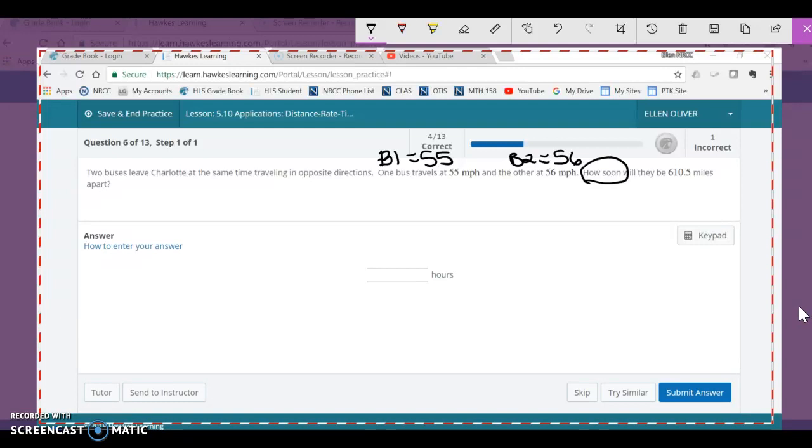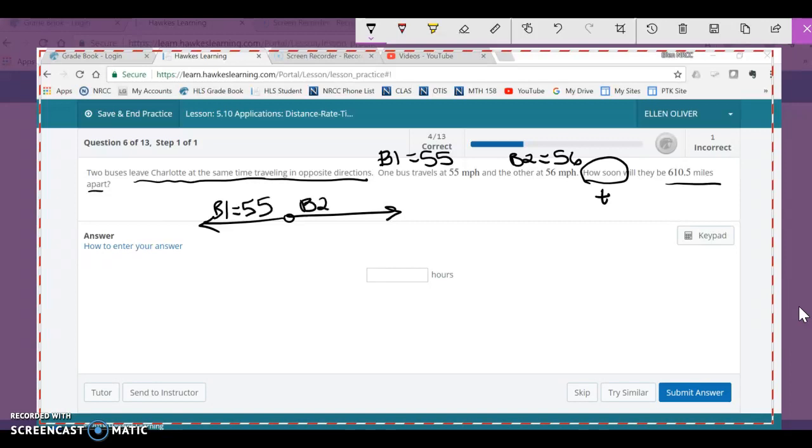How soon? So that's time that I'm looking for. Will they be 610.5 miles apart? So they're going to leave the same place at the same time, traveling in opposite directions. So it's going to look like this. And the bus number 1 goes at 55 miles an hour. Bus number 2 goes at 56 miles an hour. Their total distance apart is going to be 610.5. So the distance bus number 1 goes plus the distance bus number 2 goes has to add up to 610.5.